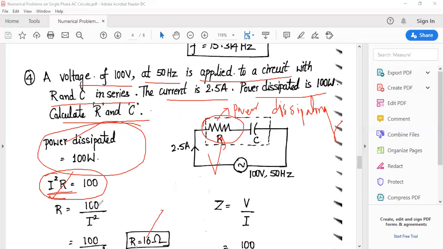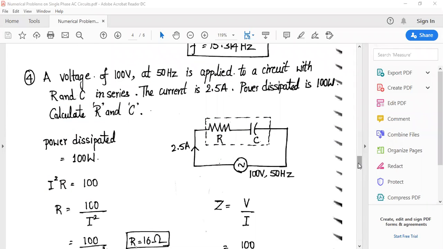You can find it out as 100 divided by I squared. The value of current is 2.5 amperes, 2.5 squared. So 100 divided by 2.5 squared, I can write it as 16 ohm. So R equals 16 ohm there.